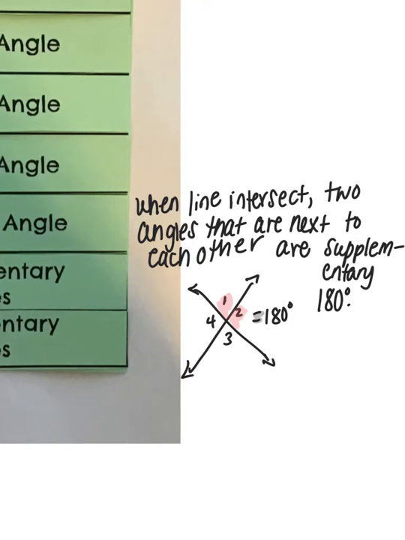Same thing would be true about 4 and 3. They're next to each other, meaning they're adjacent. And if we added them together, they would equal 180 degrees. Also, 1 and 4 and 3 and 2 are also adjacent. So adjacent angles happen when two lines cross or intersect, and then the angles that are next to each other are called adjacent. Next, we're going to talk about vertical angles.